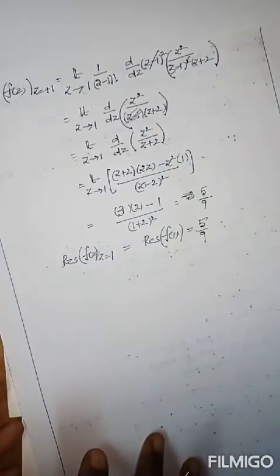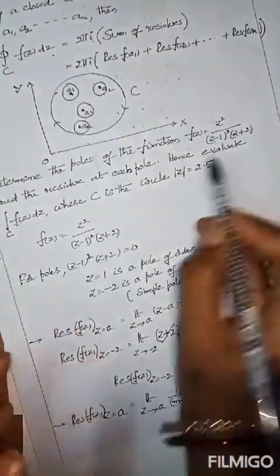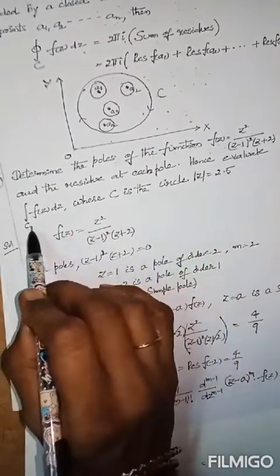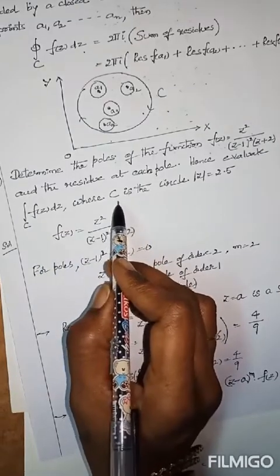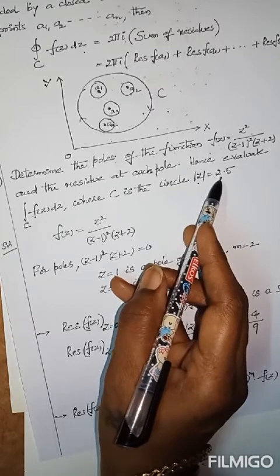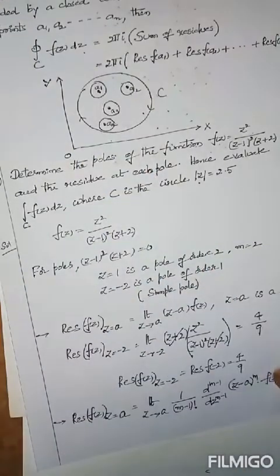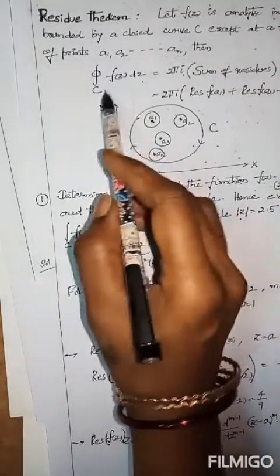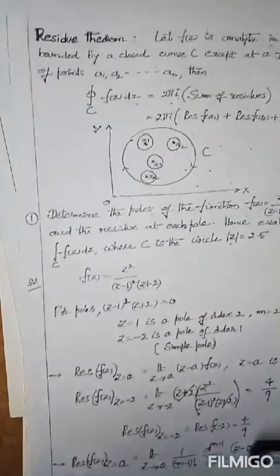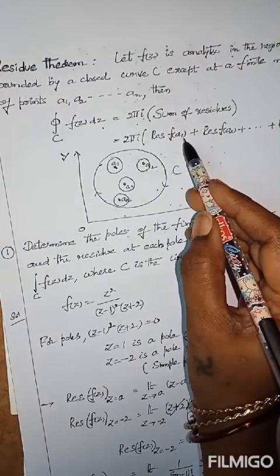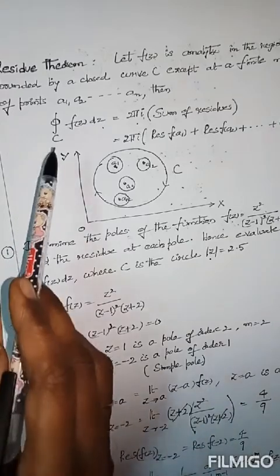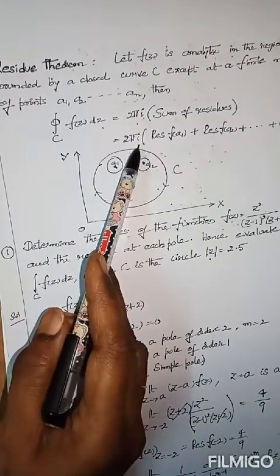After that, according to the given question, they are asking us to evaluate the integral over c of f of z dz, where c is the circle. I mean, how to integrate the given function along the closed curve. The closed curve is given as the equation of the circle, modulus of z equal to 2.5. According to the residue theorem, the integral result is 2 pi i into the sum of the residues. Sum of the residues at those points where the function is not analytic. Here also, by the residue theorem we can integrate the given function using this statement only.